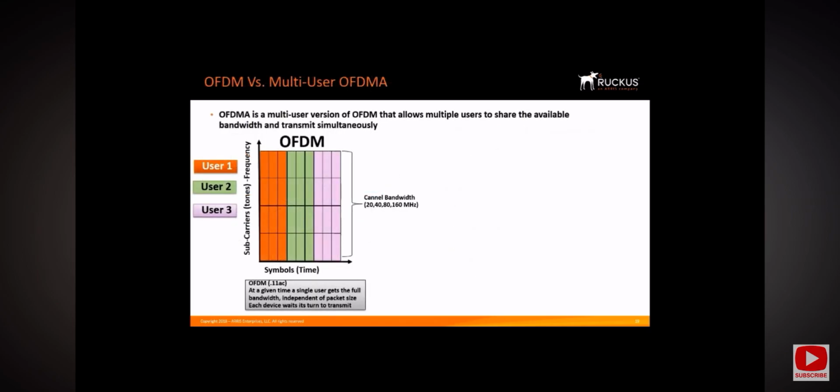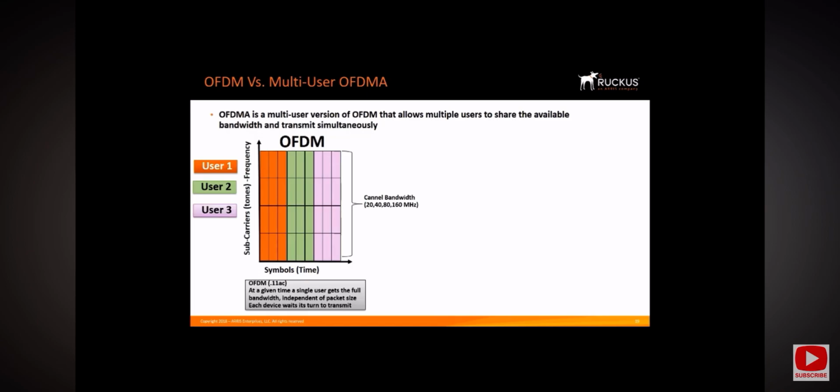OFDMA is a multi-user version of OFDM in that it allows multiple users to share the available bandwidth and transmit simultaneously. With OFDM, a single user gets the entire bandwidth at any given time regardless of the packet size. For a text message, this is like putting a small box in a big truck. Each AP can speak with only one device at a time. As such, they are client-centric with a randomized contention-based approach that regulates Wi-Fi to a free-to-send, first-come, first-served paradigm, which is untenable for modern high-density and large-scale deployments today.